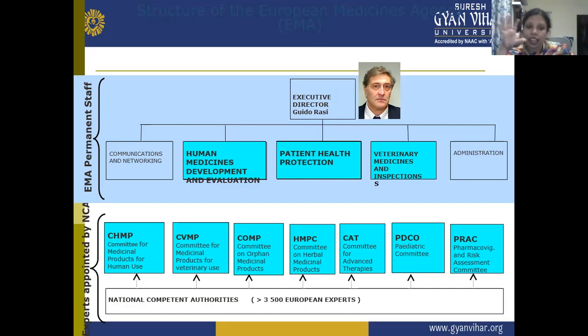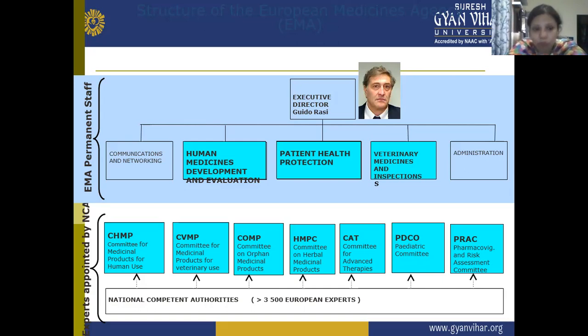Other than that, some expert appointed members are there in this. The 7 category members are there; 7 committees are there in the EMA. Now what are those committees? CHMP is the first committee, then CVMP is there, COMP is there, HMPC is there, CAT is there, and PDCO as well as PRAC is there. We have already discussed some committees in our last video, so if you want to know detail about these committees, you can see my previous video.